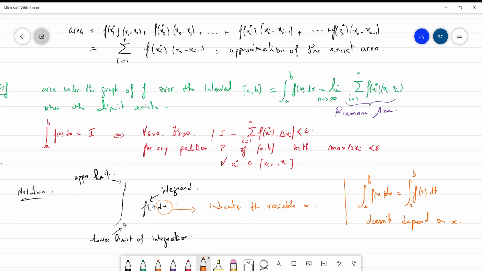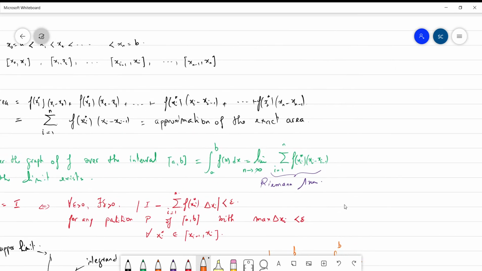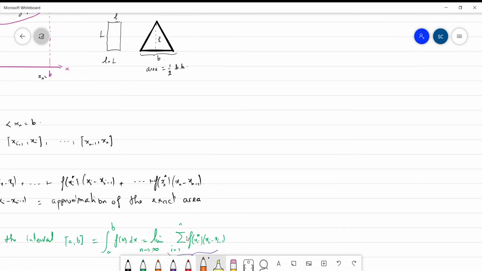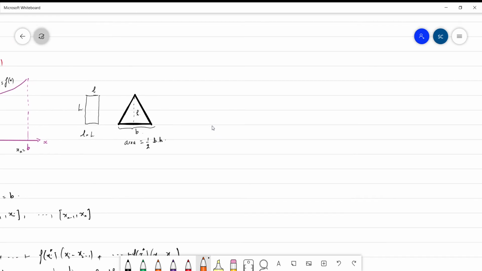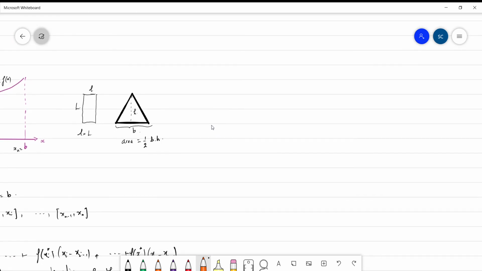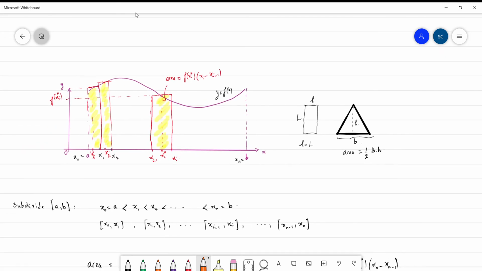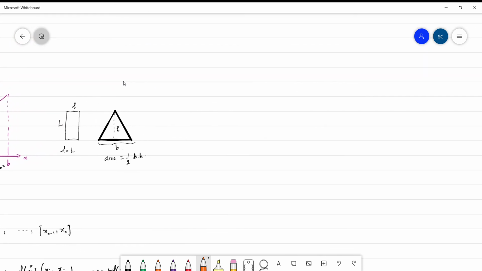Now let's do some examples. Let's compute some areas of functions, simple functions, of course. Let's start with simple functions. This section is about definite integrals, which we also call area. So let's do an example here.